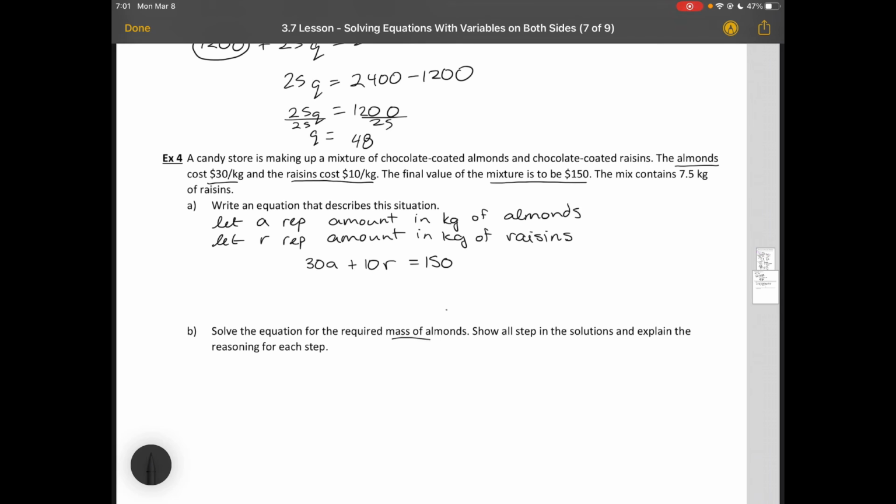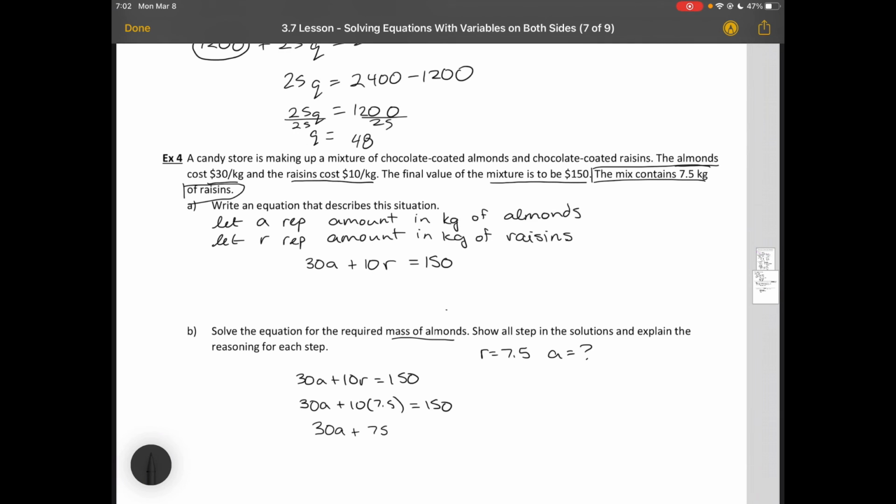B asks us to solve the equation for the required mass of almonds. Okay. I know that from the question above that the mix contains 7.5 kilograms of raisins. So that means that R equals 7.5, and I'm looking for A. So in my equation, I'll rewrite it down here. I am going to substitute in my value of 7.5 for R, because what I want to know is if I have 7.5 kilograms of raisins and it cost me $150, how many kilograms of chocolate-coated almonds do I have?